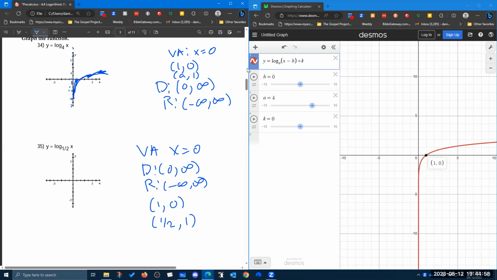The logarithmic function is going to be the slowest growing function that you know about right now. The exponential function that we talked about a couple videos ago is the fastest growing function that you're going to know about right now.